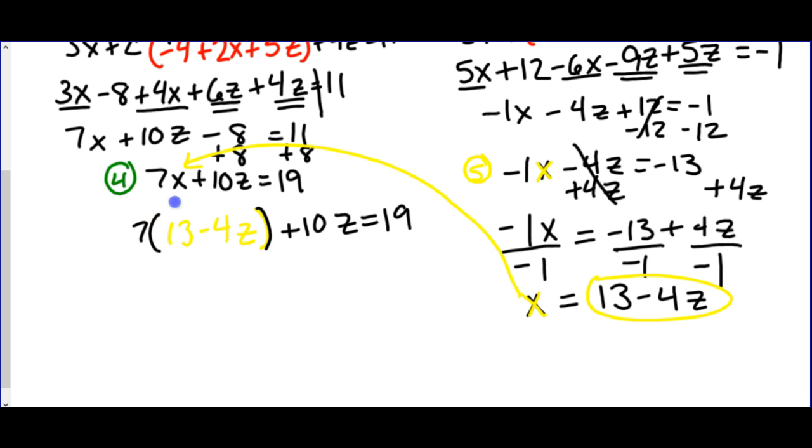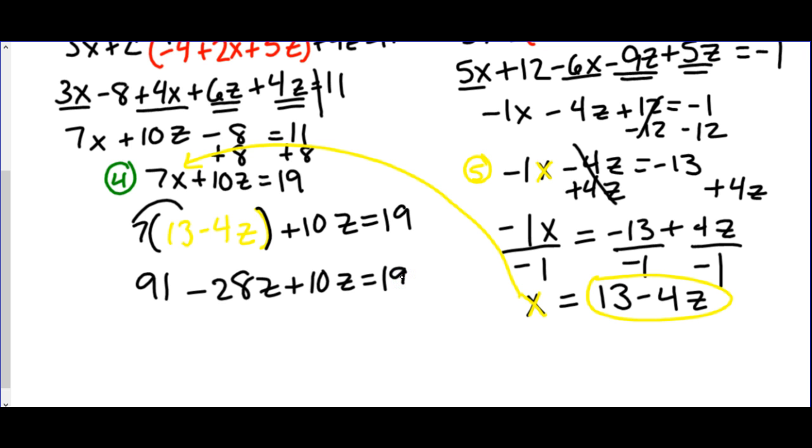We're replacing the letter x with 13 minus 4z. And we still write everything else down in the equation. And now we distribute again. 7 times 13 is 91, minus 28z plus 10z equals 19.